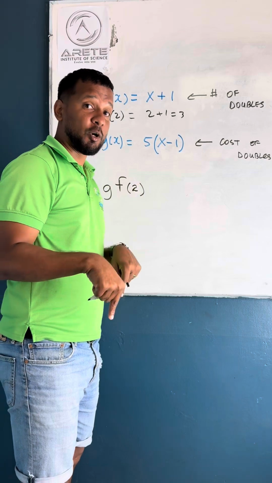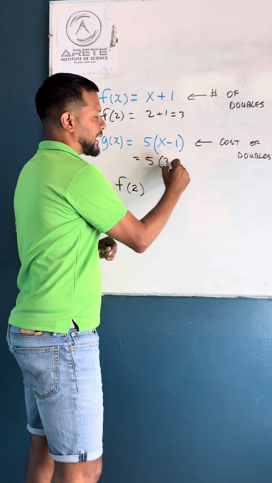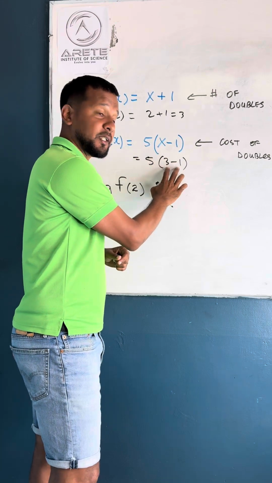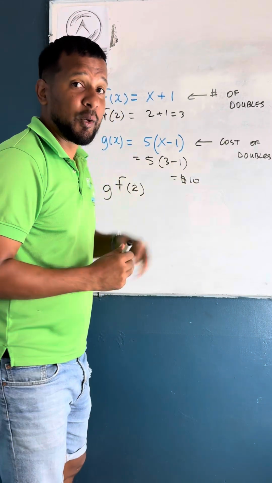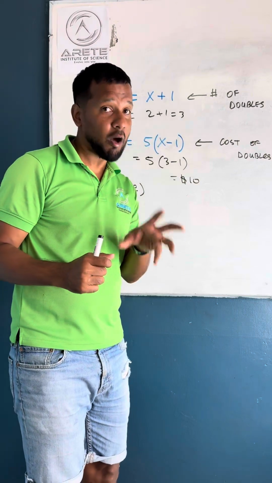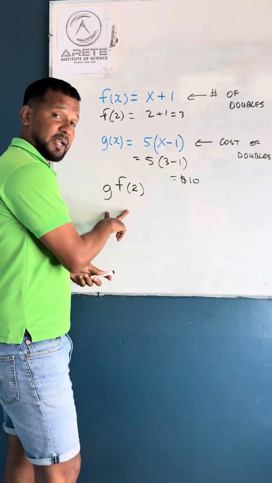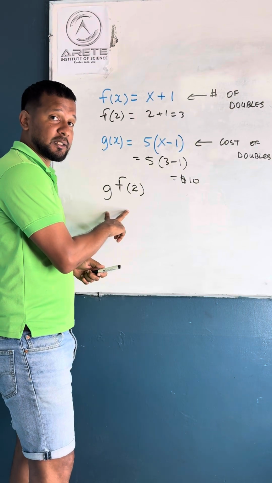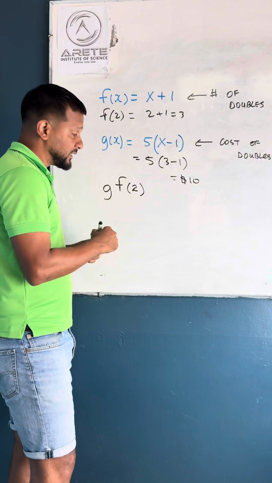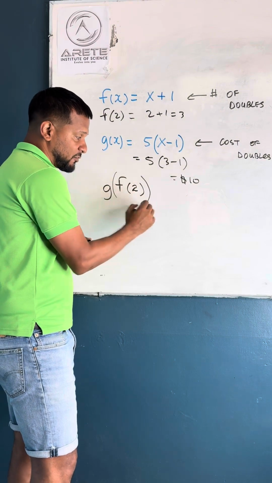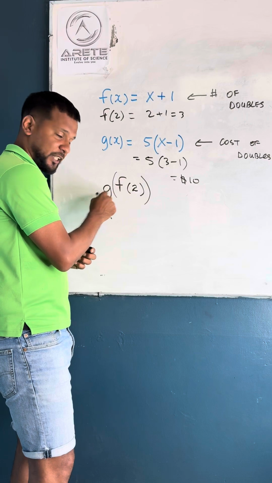Now if we ask him what's the cost of that 3 doubles, he will tell us 5 by 3 minus 1. 3 minus 1 is 2. 2 by 5 is $10. Now we could do this using something called a composite function, where we combine both functions. So for example, if I want us to find g of f of 2, all I need to do is take the result from f of 2 and put it into g.